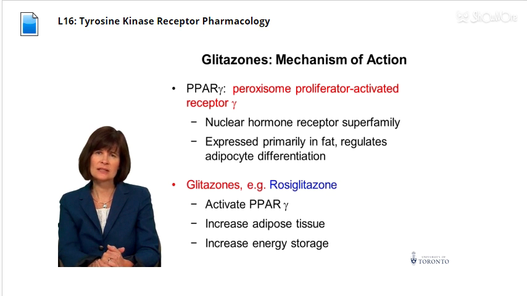When patients take glitazones, they increase the amount of fat cells in their body and thus increase the potential to store energy in the form of fat. One of the problems with these drugs, as you can imagine, is that patients will tend to increase their body weight. Nevertheless, these drugs decrease the long-term effects of diabetes.